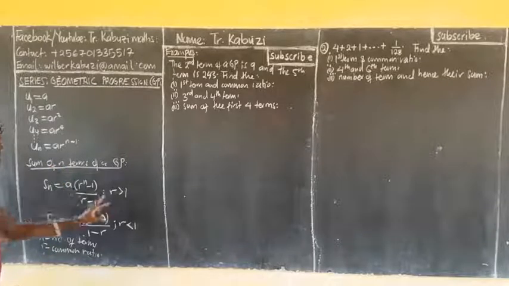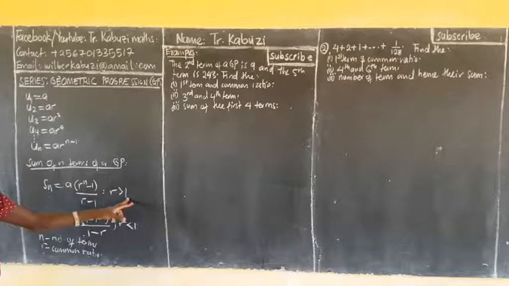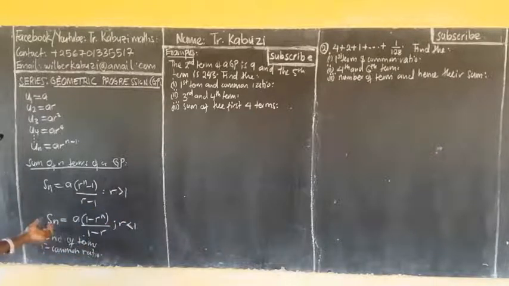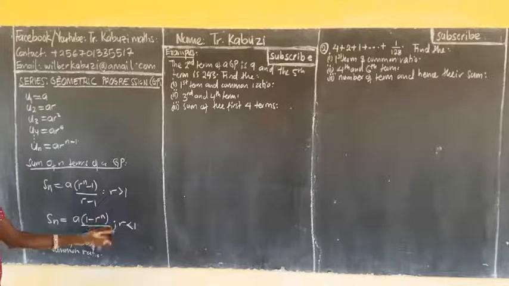The first one is this, we use Sn equals a(r^n minus 1) over r minus 1 if r is greater than 1. And the second one is Sn equals a(1 minus r^n) over 1 minus r when r is less than 1.